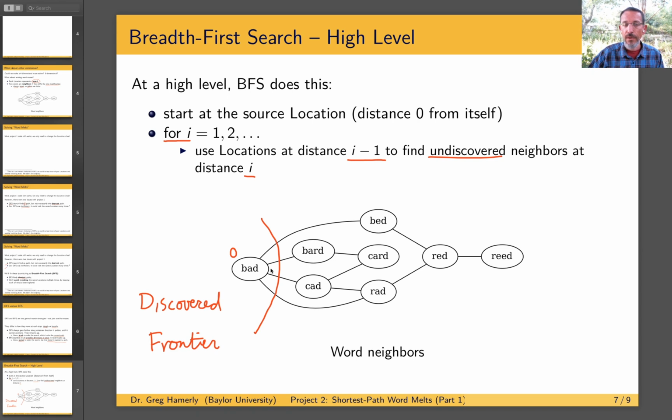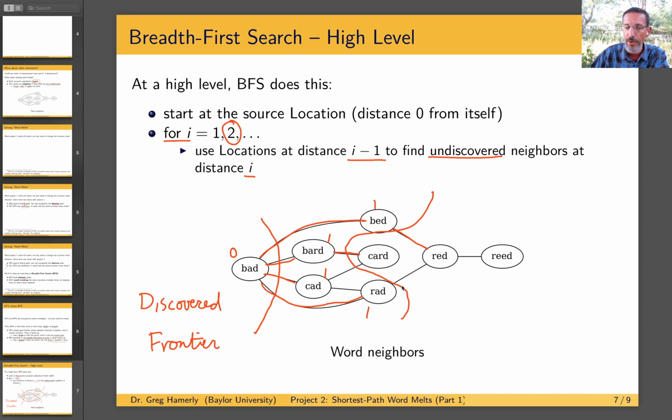Now, from bad, of course, this is distance i equals 0. I can now start looking at i equals 1. What's at distance 1? Well, it's everything that's at distance 0 plus one more edge, or plus one more hop, right? So this is one more, this is one more, this is one more, and this is one more. So these four words, bed, bard, cad, and rad, are all distance 1 from the source, or the start. Okay, so we start here, we process this, and it tells us distance 0 gets us to all things of distance 1. And then from all things of distance 1, we can go to distance 2 for i equals 2, and that would get us to red and card, let's say.